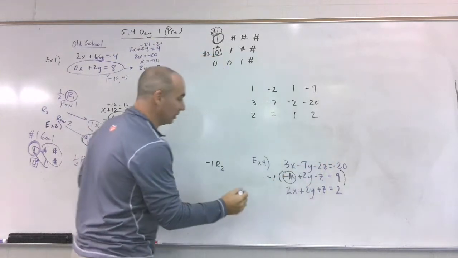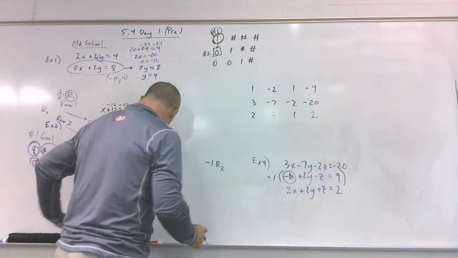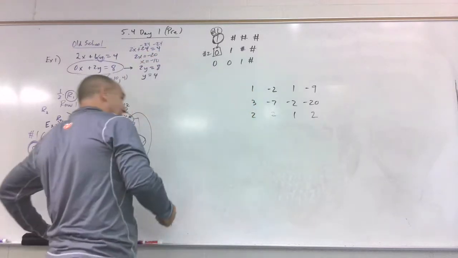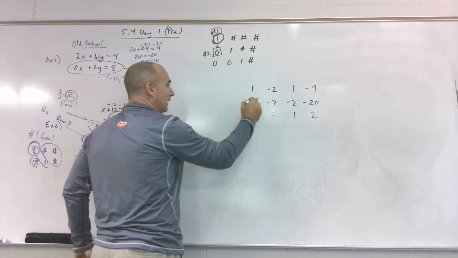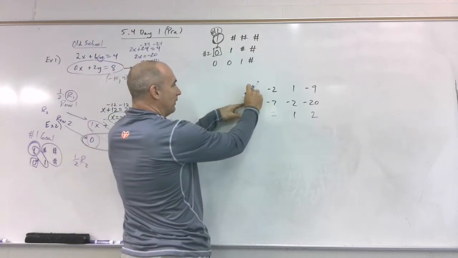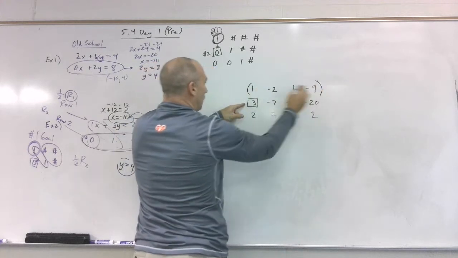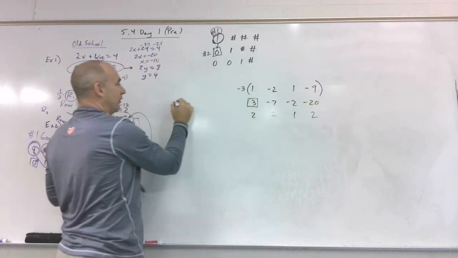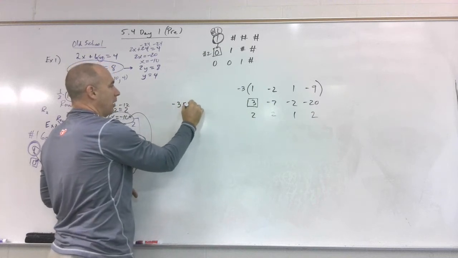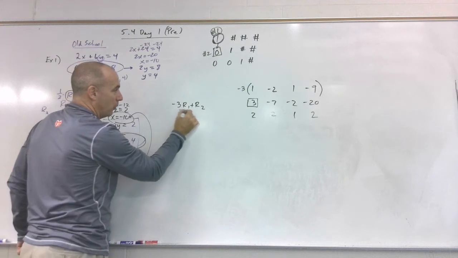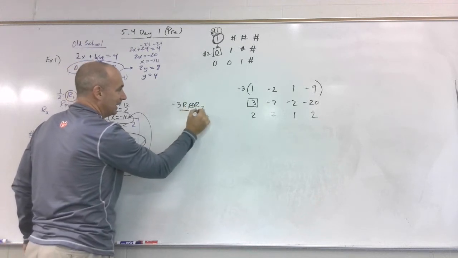So what I'm saying to you is, I'm going to get rid of this so it doesn't confuse us. I want this thing to be a 0. What am I going to do? That's why we have a 1 in the upper left-hand corner. We're going to multiply this by -3 and then add it to this. The fancy way of saying it is -3R1 plus R2. We're going to multiply the first row by -3, then we're going to add it to row 2.